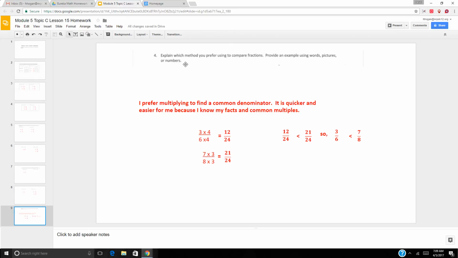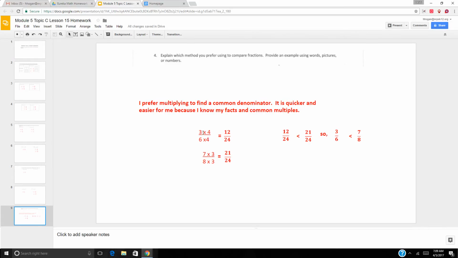And you needed to explain which method you prefer when you're comparing fractions, and you have to have an example with words, pictures, or numbers. So I prefer multiplying to find a common denominator. It's quicker and easier for me because I know my facts and my common multiples.